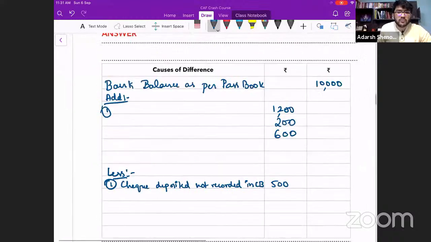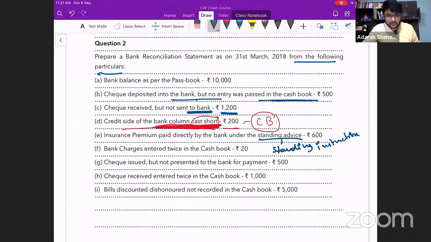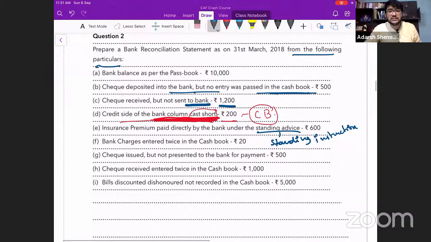Everyone comfortable so far? Yes. Next, bank charges entered twice.